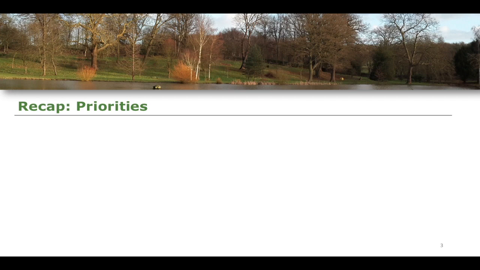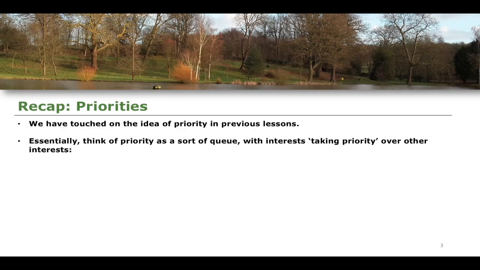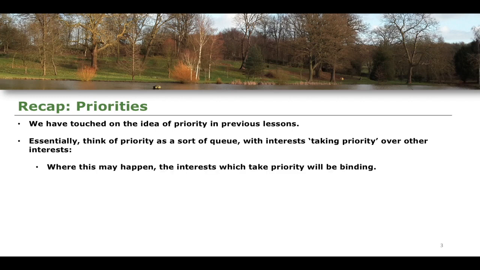So we've talked about priority before, and it's something that is quite difficult for at least some newer law students to really get their heads around, because the idea of priority is essentially a bit like a queue of interests which exist. Some interests take priority over other interests, simple as that. Where one interest takes priority over another, the interests which take priority are the ones that will be binding onto others.